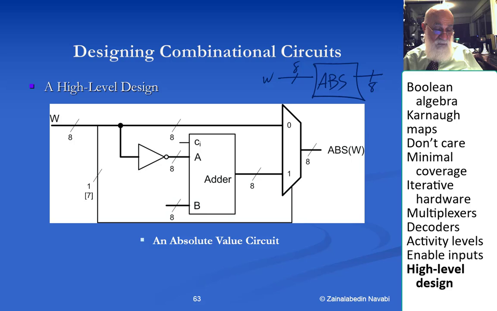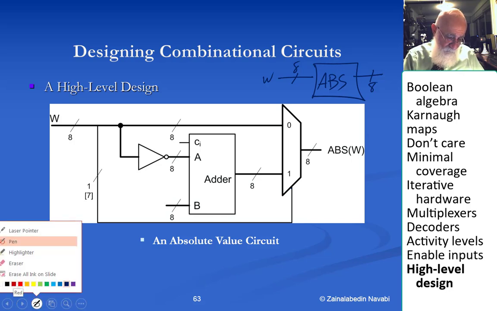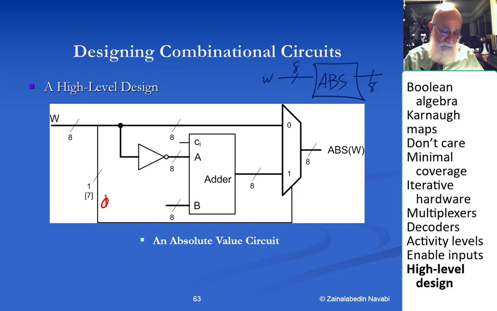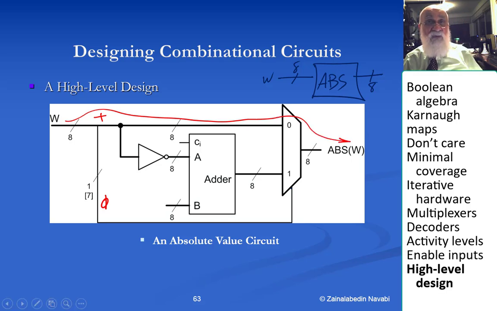You look at your input: it's an 8-bit, 2's complement input. If bit number 7 is a 0, I'm going to send it through because it's a positive number. So you take bit number 7 and put it into a multiplexer. If this is a 0, your W is positive, and you send your positive number all the way through, and it becomes the absolute value at the output.